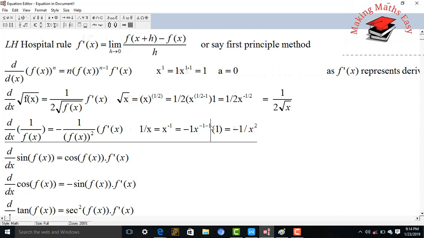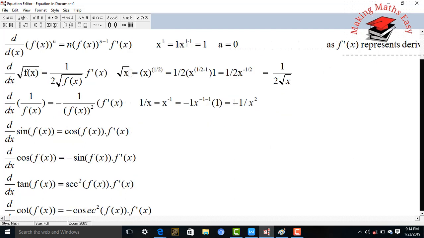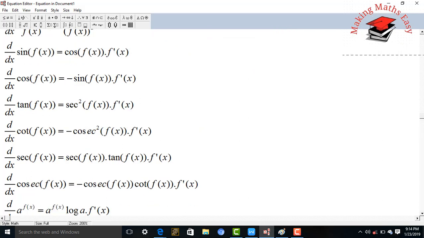So similarly, we will find the derivative of sine, cos, tan, cosec, sec, cot. So here are the derivatives of some trigonometric functions. The derivative of sine x is equal to cos x, or the derivative of sine of f of x is equal to cos of f of x into f dash of x. We will not prove it, but we will take an example of it.